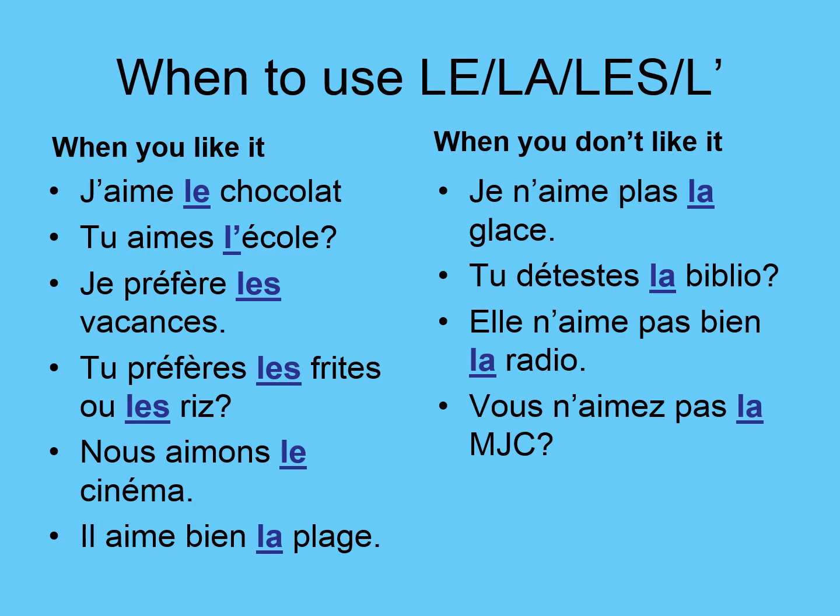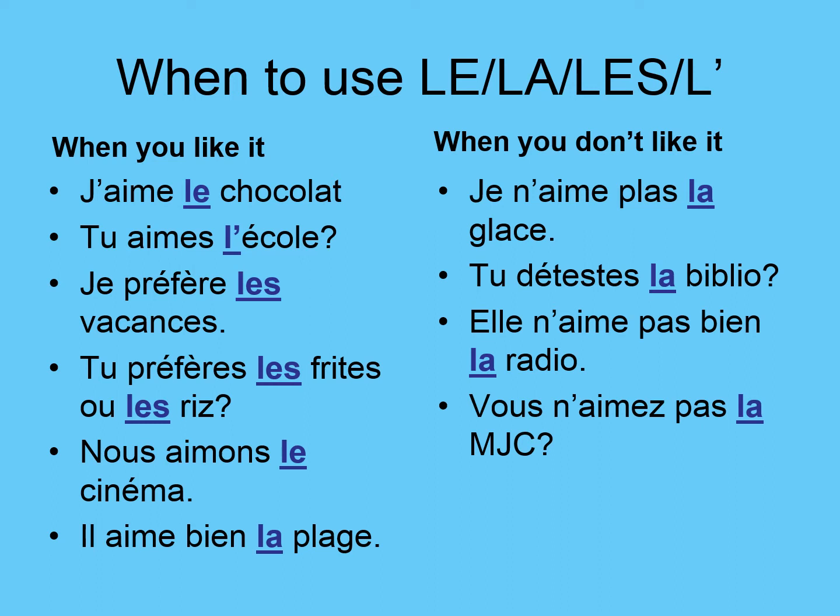Or more easily, since I'm just saying I like it, but I don't necessarily have it, I use le, la, le. Tu aimes l'école? So again, it's just a general idea. Do you like school? Not necessarily something I have, but something I just am aware of. I'm going to use the le, la, le, but since école starts with a vowel, I use l'école with the L apostrophe. Je préfère les vacances.